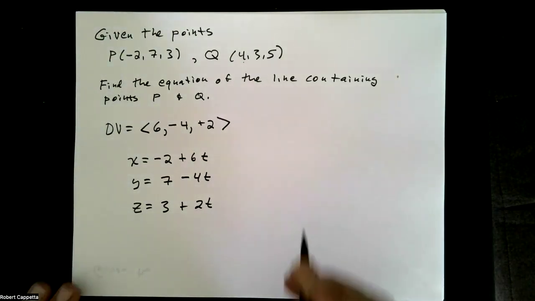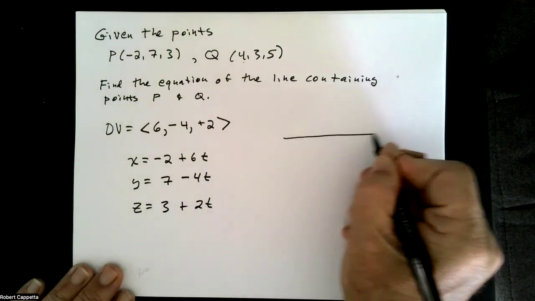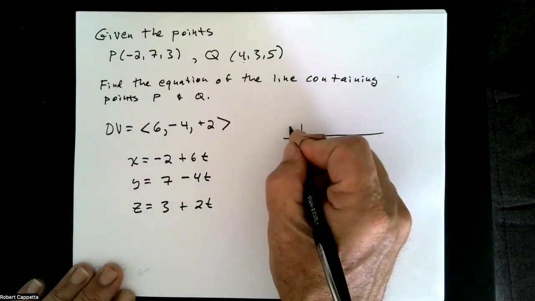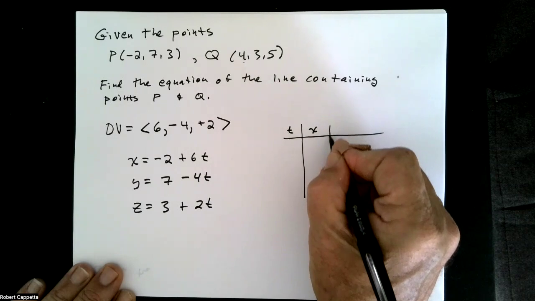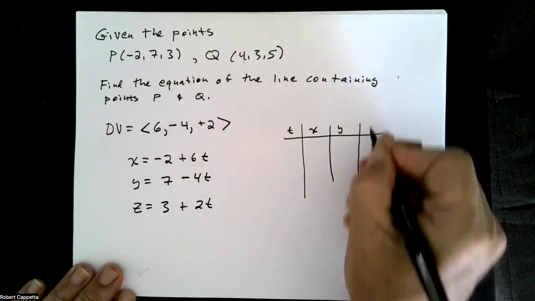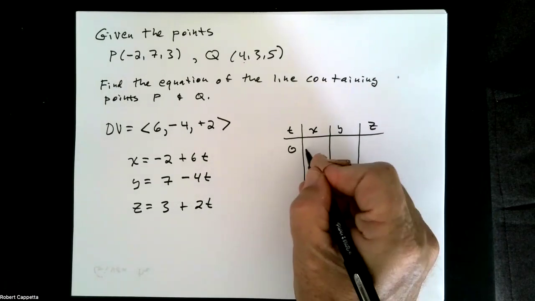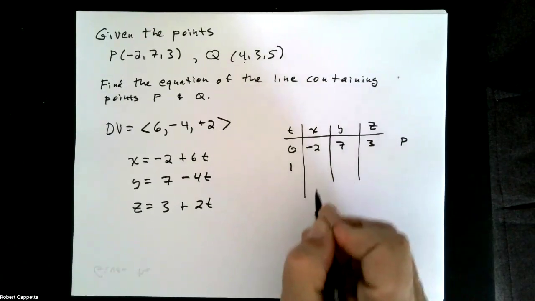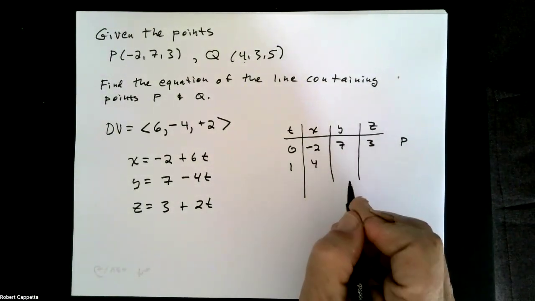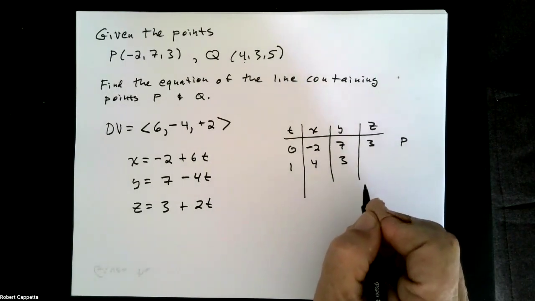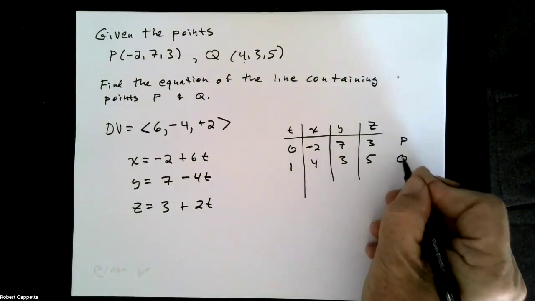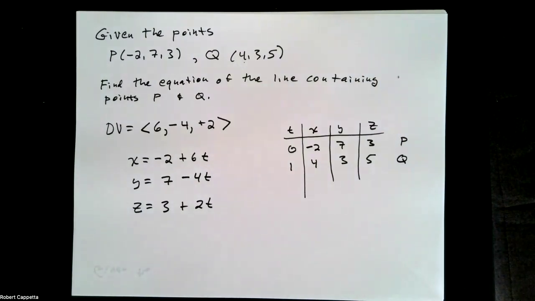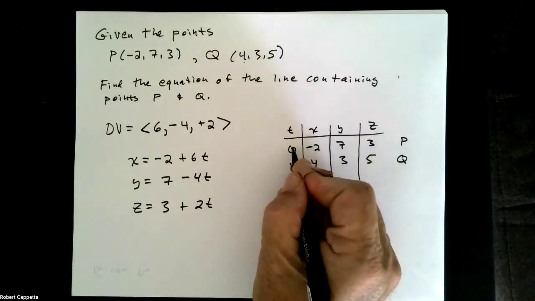Now, how do we check this? So we've got this equation of this line. We say for various values of t, what do I have for x, y, and z? If t is 0, x is -2, y is 7, and z is 3. That's point P. If t is 1, -2 plus 6 is 4, 7 minus 4 is 3, and 3 plus 2 is 5. And that is point Q. But please recognize there's an infinite number of points that we could be using to define this line. But given 2 points, we uniquely determine a line.